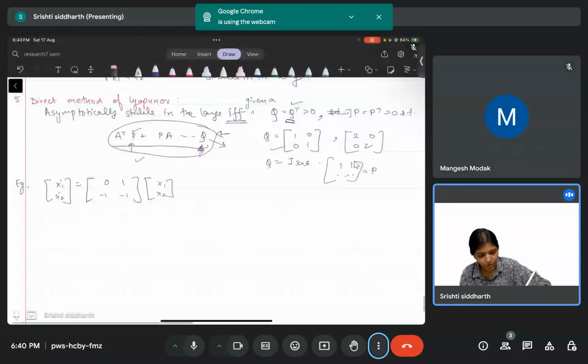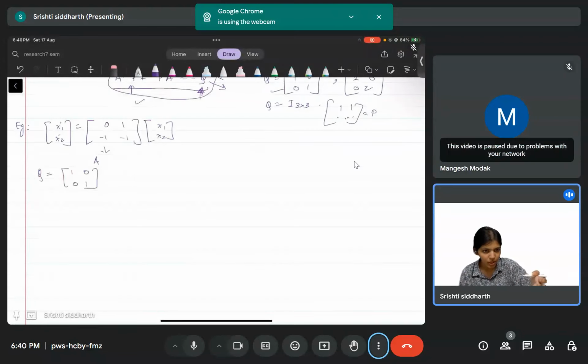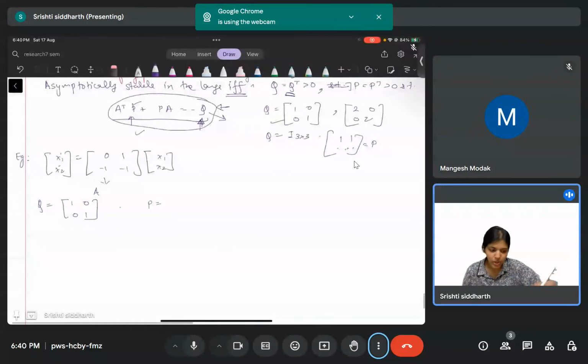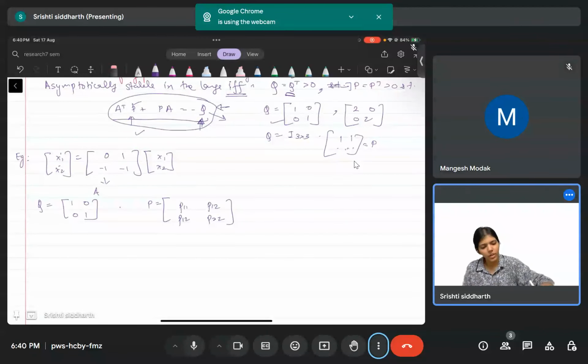For example, one of the matrices that we have. Again, the Q that I'm choosing is the identity one. You are free to choose any other matrix you want. So let's see. P has to be symmetric, so these are going to be equal. And now we just have to substitute the matrices A and Q in this equation. So let's do that quickly.